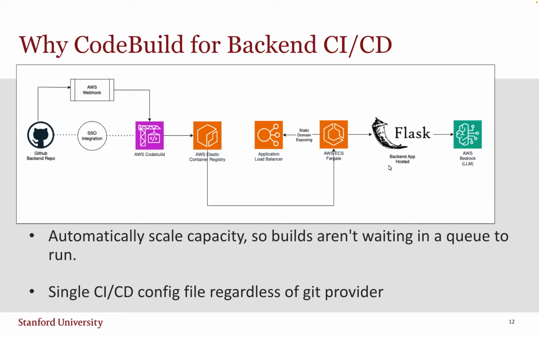And then a single CI/CD config file, regardless of the Git provider. This means that if one day you are using GitLab, next day you're using GitHub, you don't need to write a different CI/CD config file for a different Git provider. You just write a CI/CD config file for CodeBuild once, and then you can store that in a different Git provider repository, and it will still work because it's not bound to any specific Git provider. It's only a matter of connecting your CodeBuild to your repository.